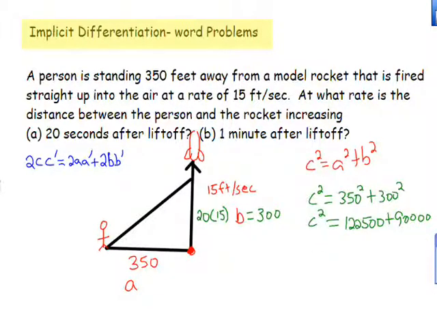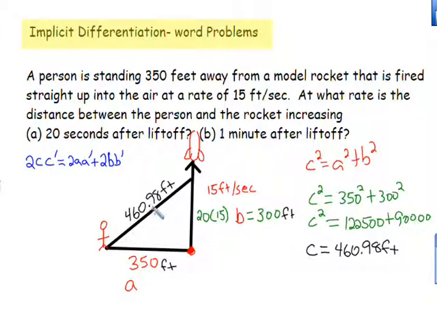Okay, after you figure out what C squared is and take the square root of both sides, you're going to find out that your C is 460.98. Okay, so that's the length of this one, and all of this is in terms of feet. So this one's feet, this one's feet, this one's feet. So that's going to be 460.98 feet.